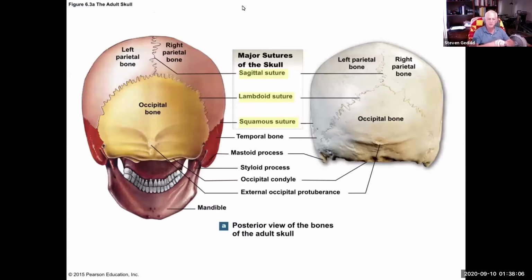Okay. Here's a picture of it. This is your sagittal suture. Your sagittal suture runs right between the right and left parietal bones. Parietal bones are paired bones. That's where your sagittal suture runs. Your lambdoid suture is this suture line right here. That runs between the parietal bones and the occipital bone.